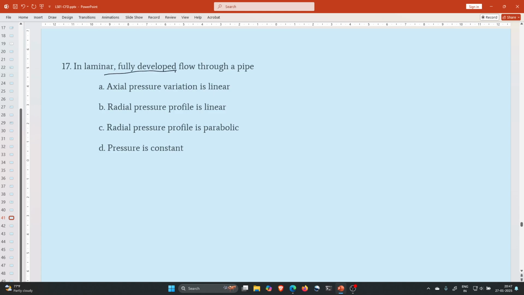In a laminar fully developed flow through a pipe, which of the following is correct? Option A, axial pressure variation is linear. Option B, radial pressure profile is linear. Option C, radial pressure profile is parabolic. Option D, pressure is constant. So, if you recall the flow through the circular pipe we have discussed earlier, which of the following is true for the flow in the fully developed region of the pipe? Options are axial pressure variation is linear, radial pressure profile is linear, radial pressure profile is parabolic, pressure is constant.